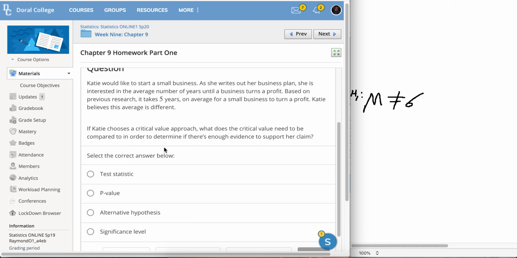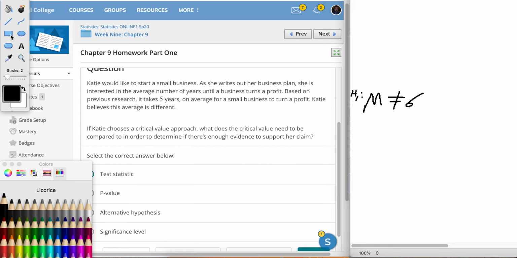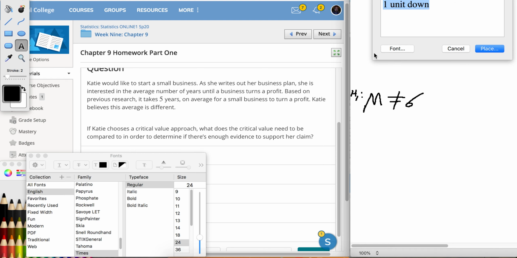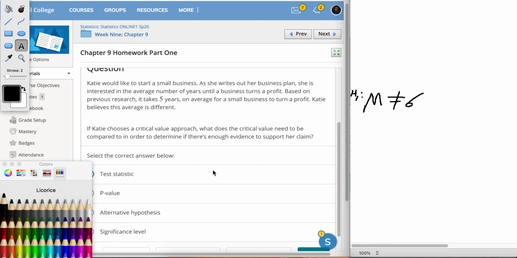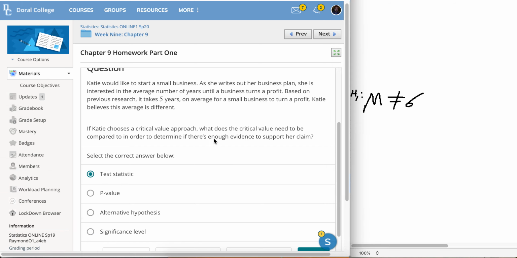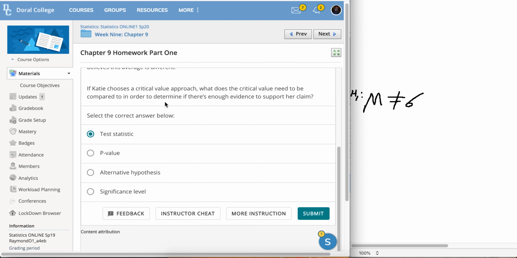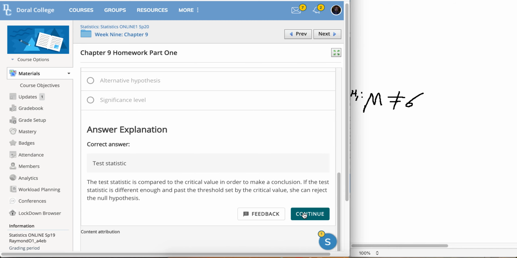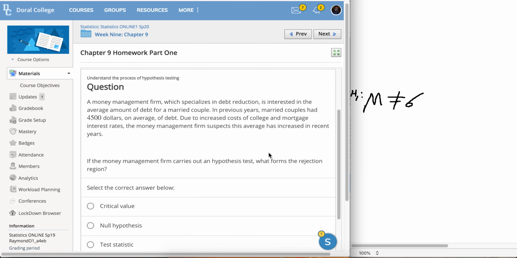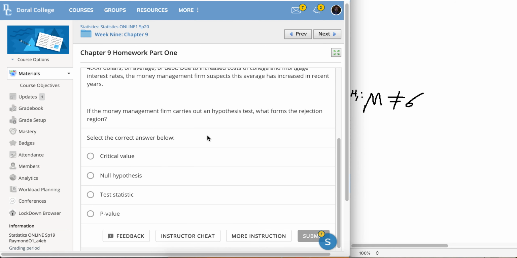Wait a second. This is just like what we did before. You compare the critical value to the test statistic, okay? I don't think you need me to type this out for this one. If the test statistic is bigger than the critical value, or smaller, depending on whether it's negative, you reject the null hypothesis. So it's kind of the same type of question here. Compare a test statistic to a critical value. Okay, hopefully this one's different.